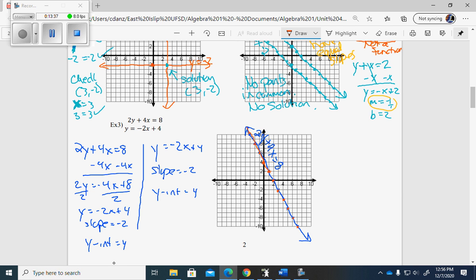Instead of calling it the same line, I just like to say that they're lines that are on top of each other. They really were two different equations. These two equations just look like the same line. So how many points do they share? Right, they share every single point.